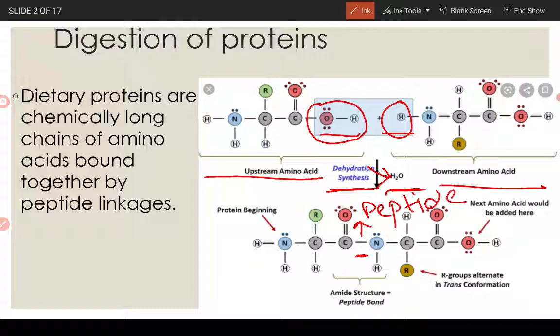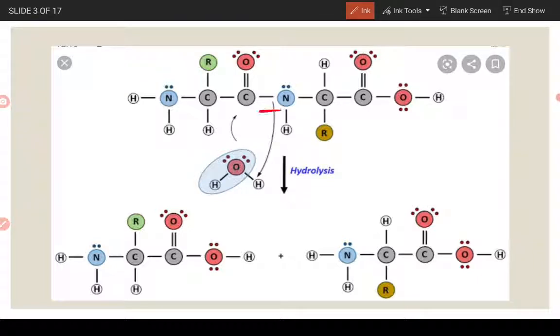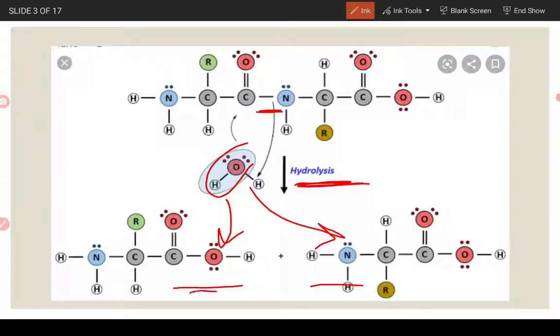Now, in just the opposite manner, the digestion of proteins occurs. This is how a protein or peptide linkage is formed. Now we will see how it is broken. This is the peptide bond, and hydrolysis occurs. Peptide bonds were formed by dehydration. Now by hydrolysis, addition of water, digestion is occurring. OH from the water is added here, and H is added to this NH2 group, and the two amino acids are separated and the peptide linkage is broken. This is the digestion of proteins in chemical formation.